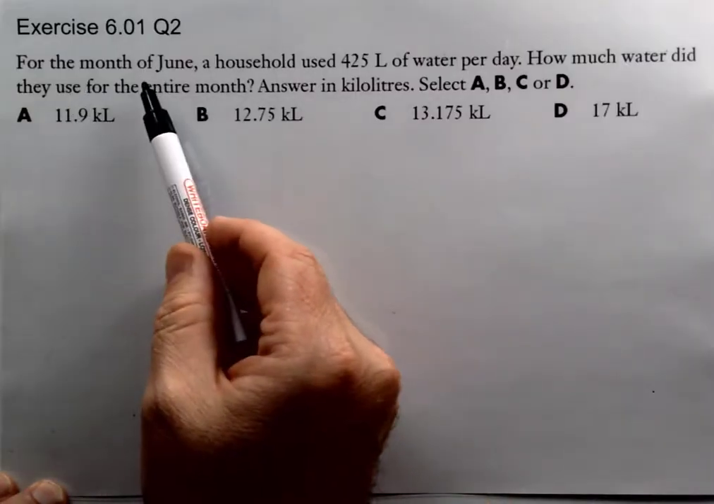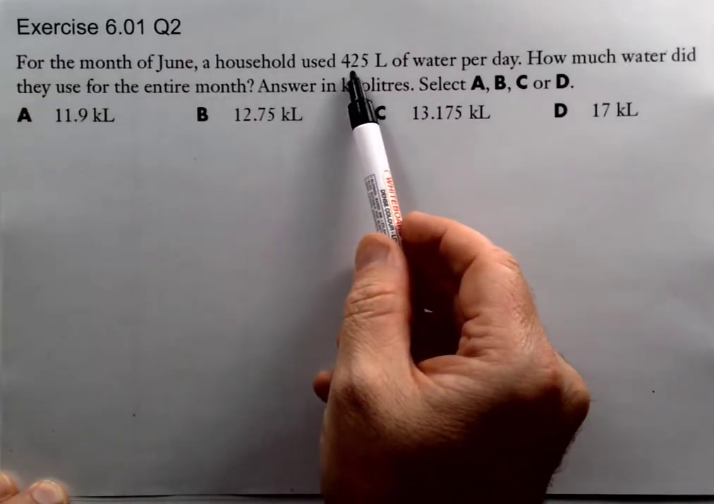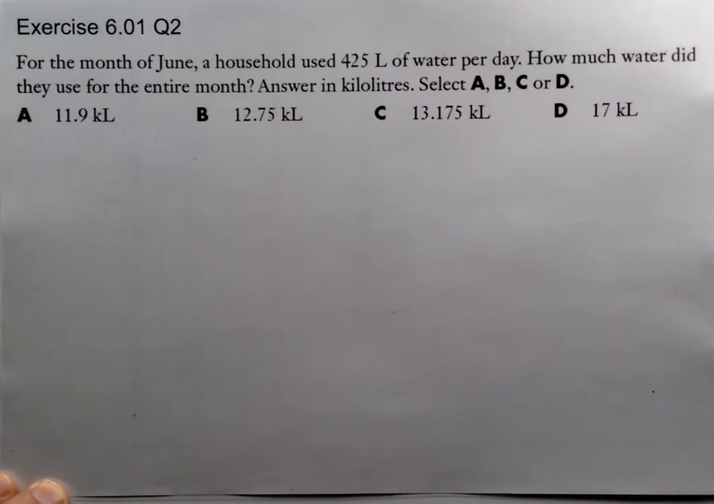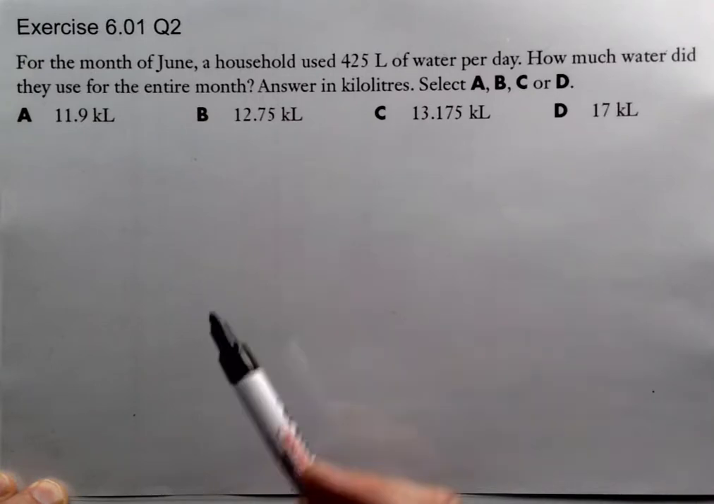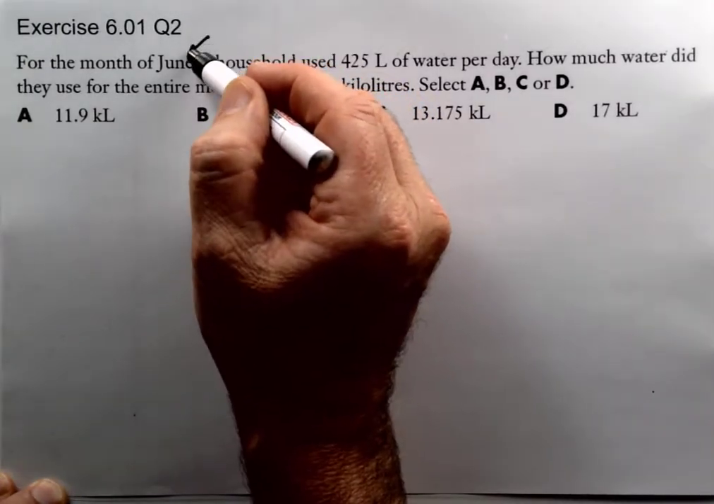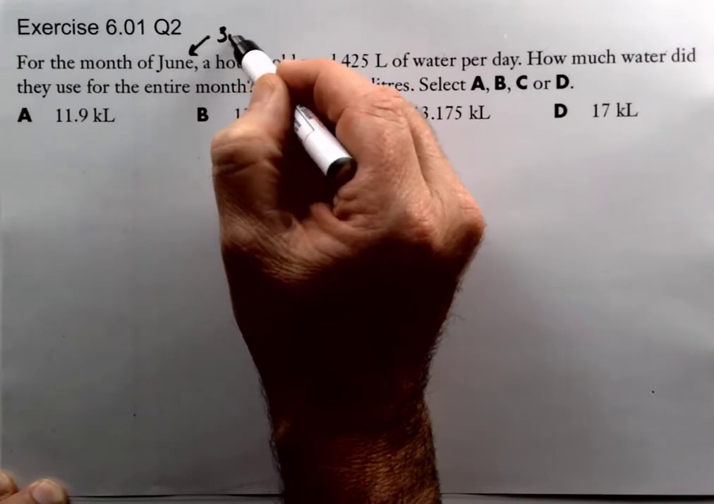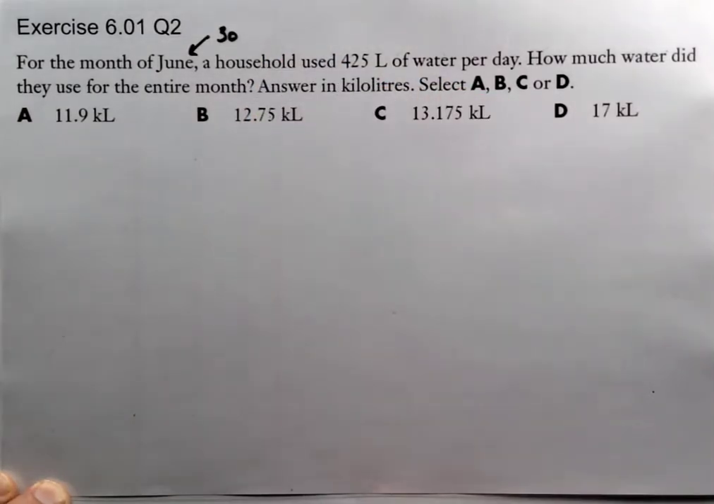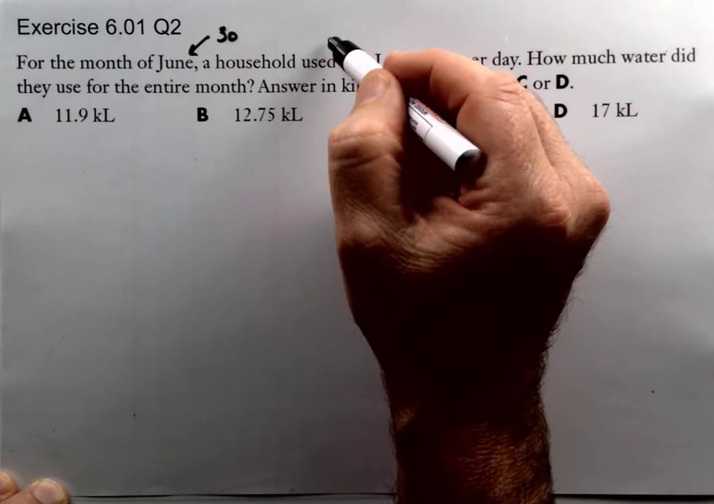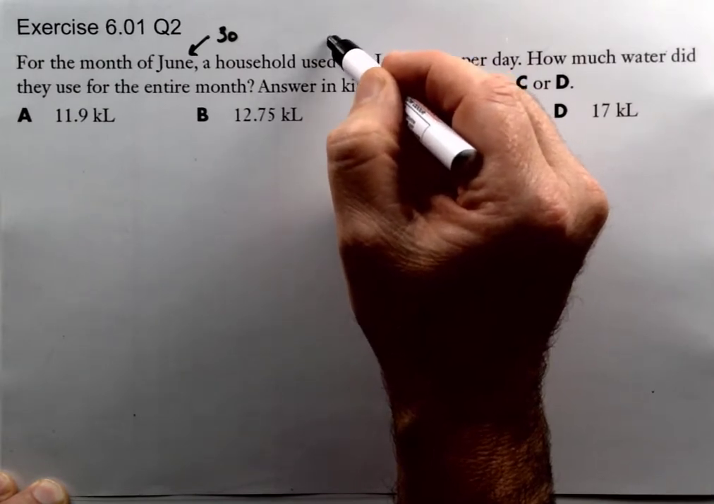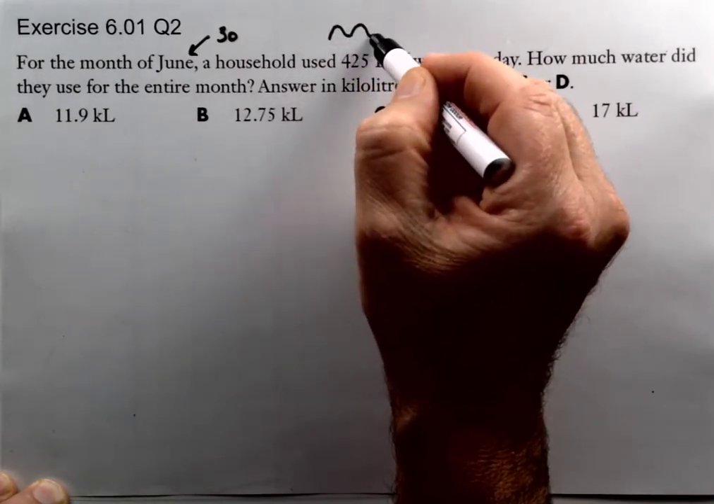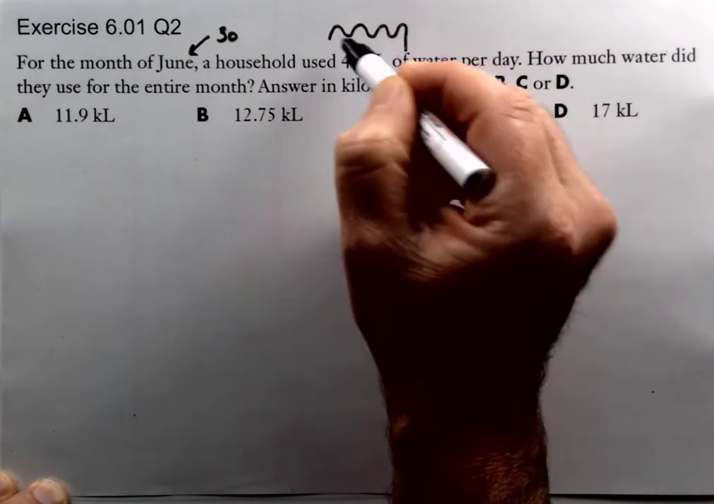Okay, for the month of June, a household uses 425 litres of water per day. How much water did they use for the entire month? So firstly, we need to know how many days there are in June. And look, it's just something you need to remember, but there are 30 days in June. A good mnemonic for that is the knuckle method. Imagine these are the knuckles of your fist, like so. That's a very poor drawing.